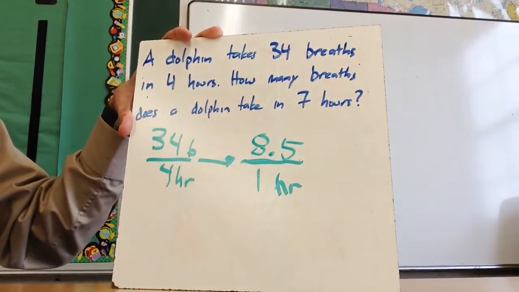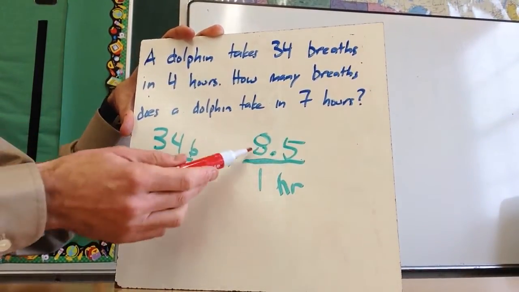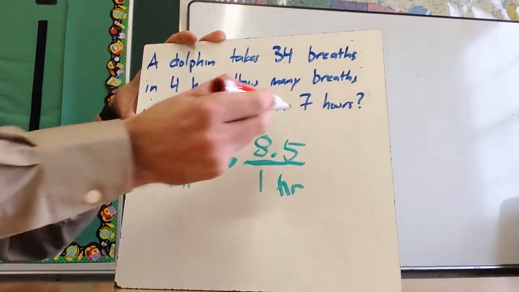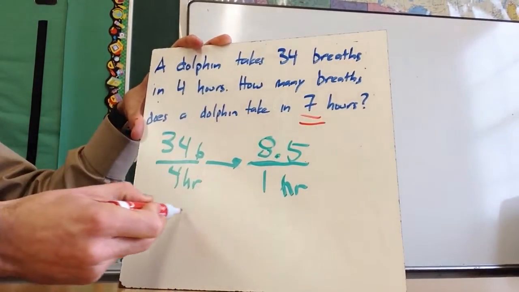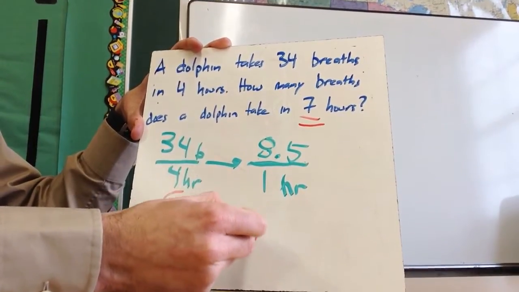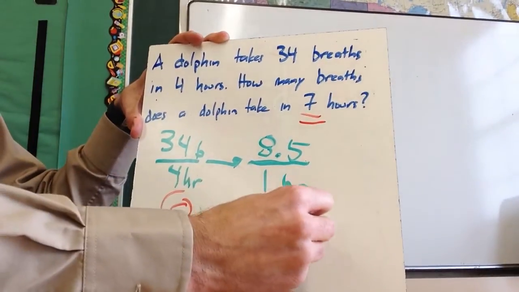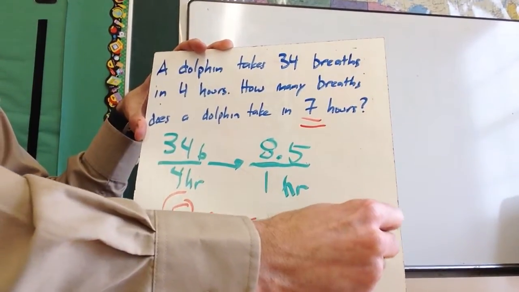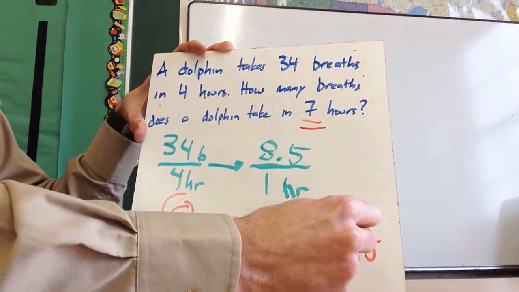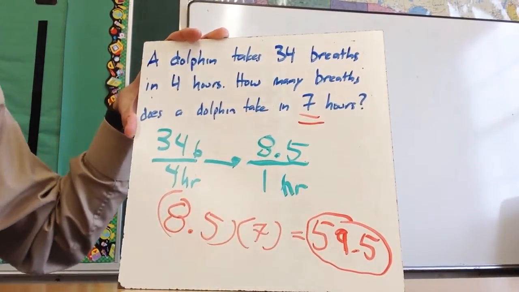Well, so I'm taking 8.5 breaths per hour. What I want to do then is figure out if every hour they take 8.5 breaths, how many will they take in 7 hours? I'm then going to take 8.5 and multiply 8.5 by 7. And 8.5 times 7 gives me 59.5. So in 7 hours, the dolphin will take 59.5 breaths.